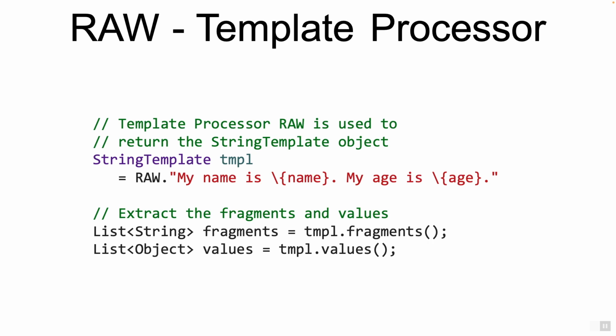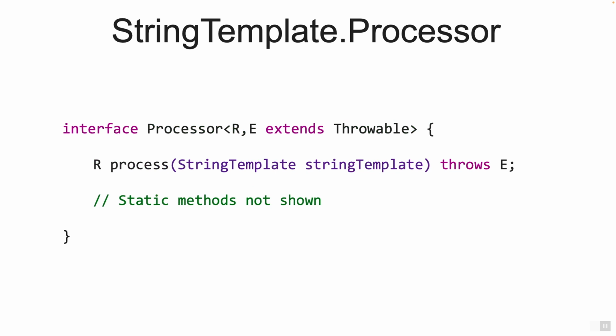Now, all that is great, but the question now is, can we as developers create our own template processor? Now, that would be interesting. And the answer is yes. For that, our template processor must implement an interface called StringTemplate.Processor. And when you look at the screen, the string template processor simply has one method, which is the process method, which takes in the string template object and returns a type R, which is something that you supply when you create the processor.